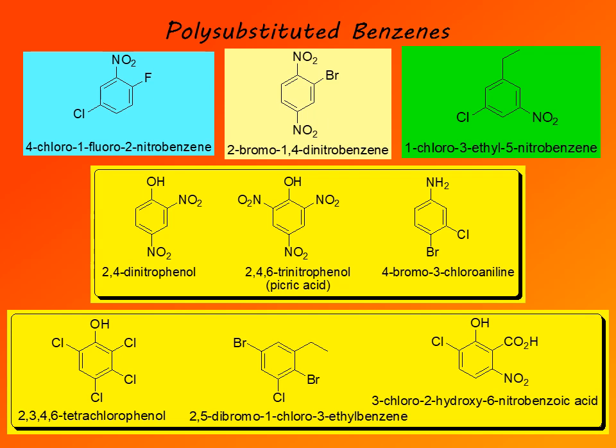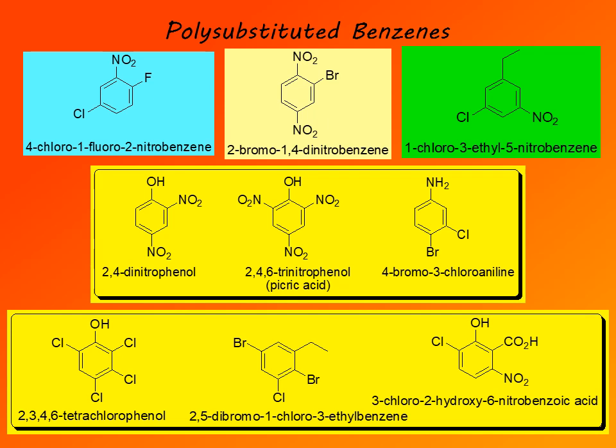And here are some more examples of polysubstituted benzenes. So when we have more than 3 substituents, it is a simple extension of what we have learned so far. So we have phenol and 4 chlorine substituents. So this is 2,3,4,6-tetrachlorophenol. In the next case, we have 4 substituents and we'll have to list all 4. So again, smallest possible set of numbers, and list substituents in alphabetic order. So it's going to be 2,5-dibromo-1-chloro-3-ethylbenzene.